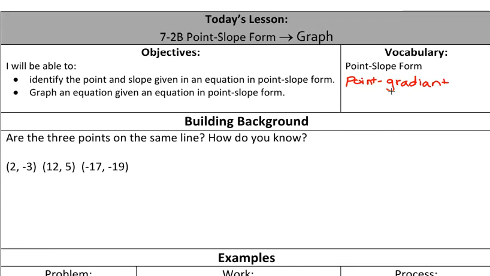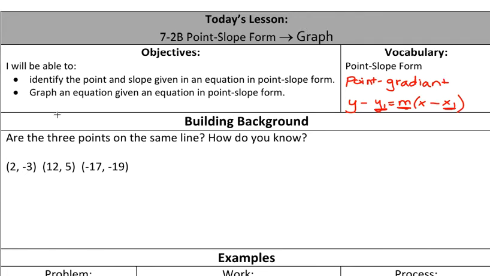Maybe. I don't know. But remember, point slope form is y minus y1 equals m times the quantity of x minus x1. And we replace the y1 with a number, the m gets a number, and the x1 will get a number. Okay, so today we're going to identify the point and the slope given an equation in point slope form. And we're going to graph an equation given in point slope form.